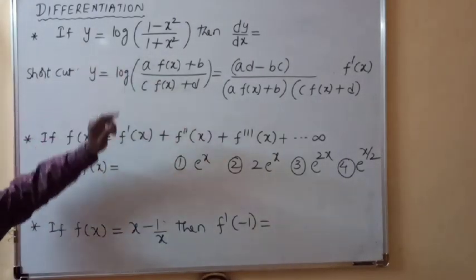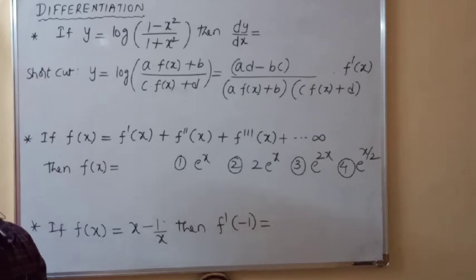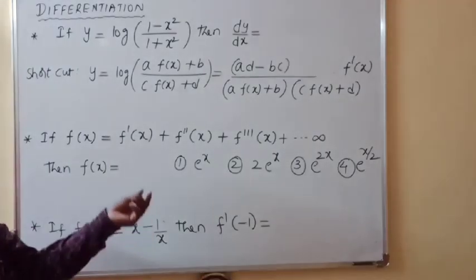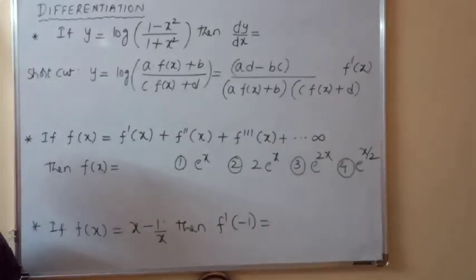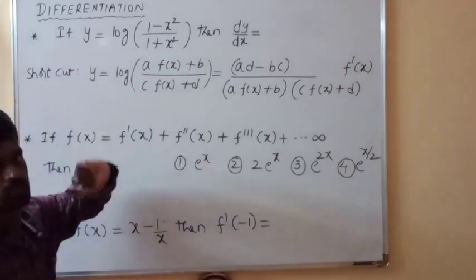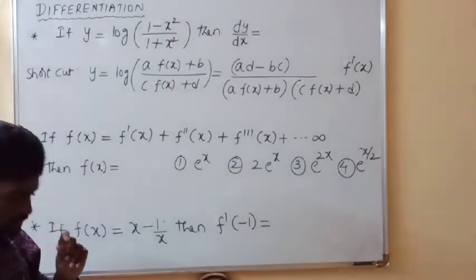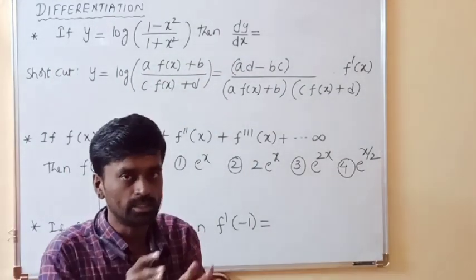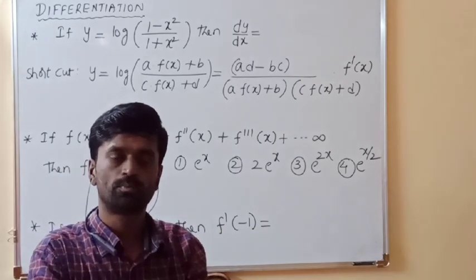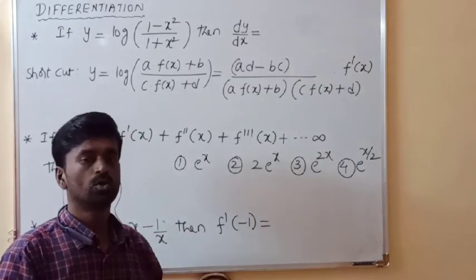If y is equal to log of (1 minus x square) by (1 plus x square), then what is dy by dx? Here we have a shortcut formula. The actual method is, first the derivative of log x, next the u by v formula. In that u by v formula, if you make any mistake, the total problem is wrong. So try to avoid the quotient rule as much as possible.